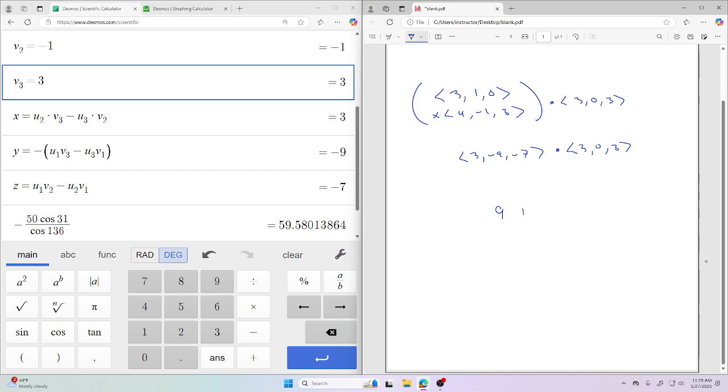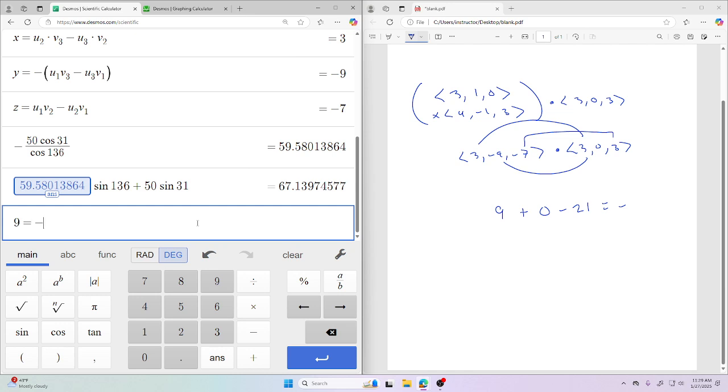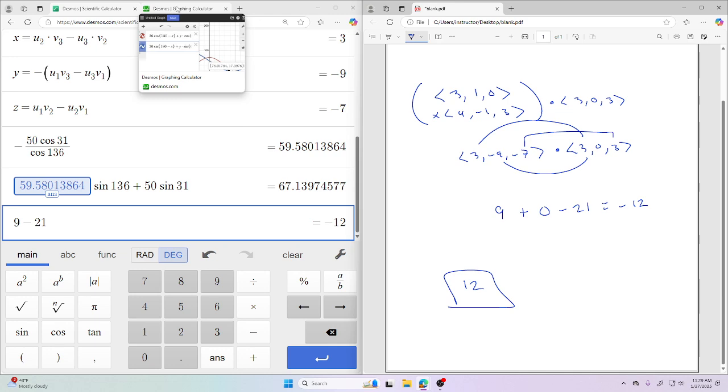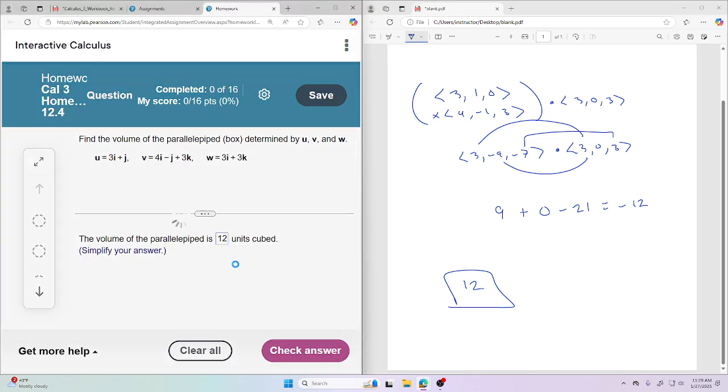So 3 times 3 is 9. I got a 0. So I'm just matching them up. And then I've got 7 and 3 makes it -21. And so this guy here is negative. Scientific. We got a scientific calculator. But it's the magnitude of all this stuff, right? So 12 is technically the answer, I think, unless we have to divide by 2. I can't remember. I think that's a triangle. Okay. So yeah.